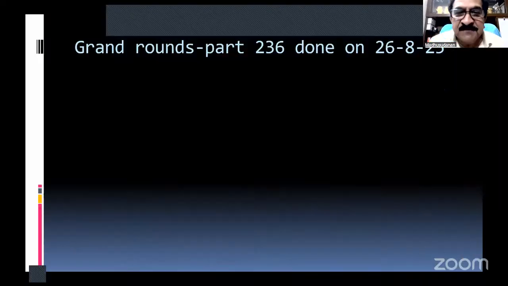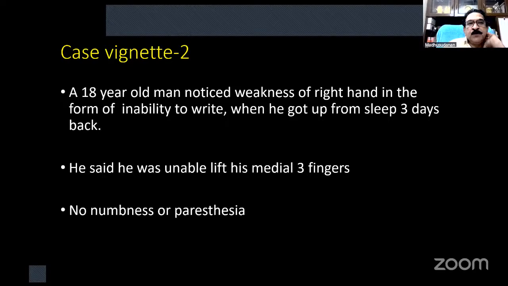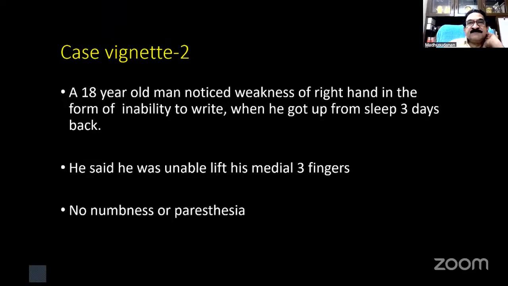So, as usual, I'll start with a short case first. This is a story of an 18-year-old man who noticed weakness of the right hand in the form of inability to write when he got up from sleep 3 days back. He said he was unable to lift his middle 3 fingers. No numbness or paresthesia. This is a video of the patient.